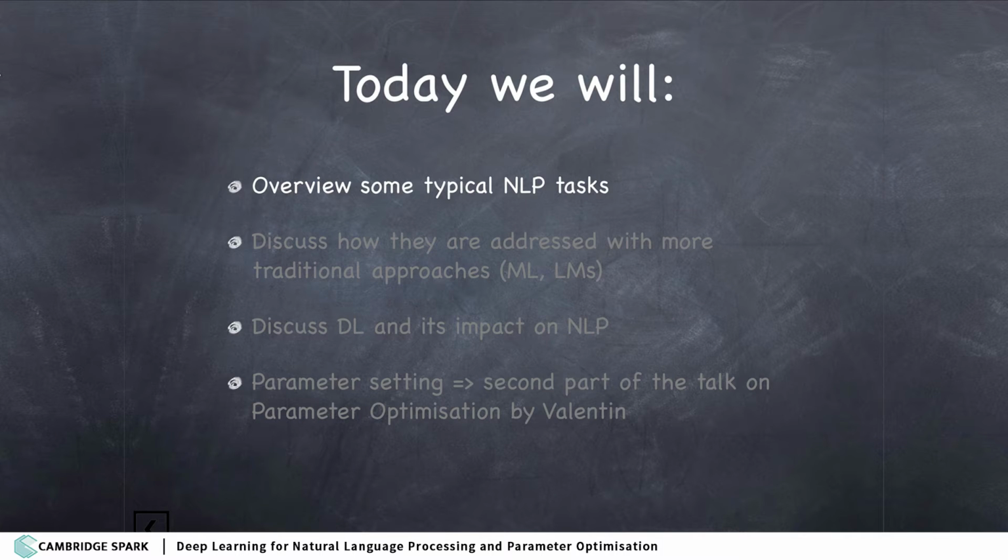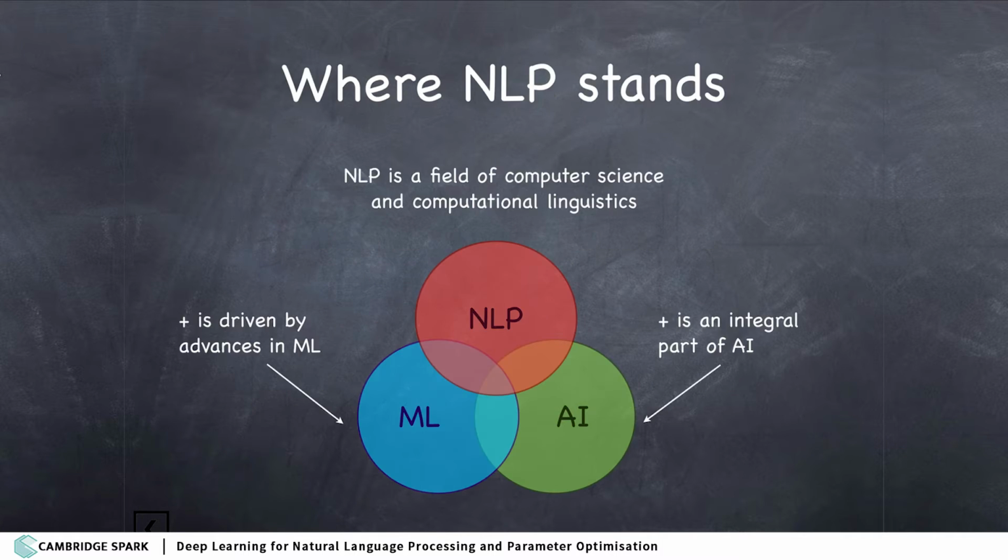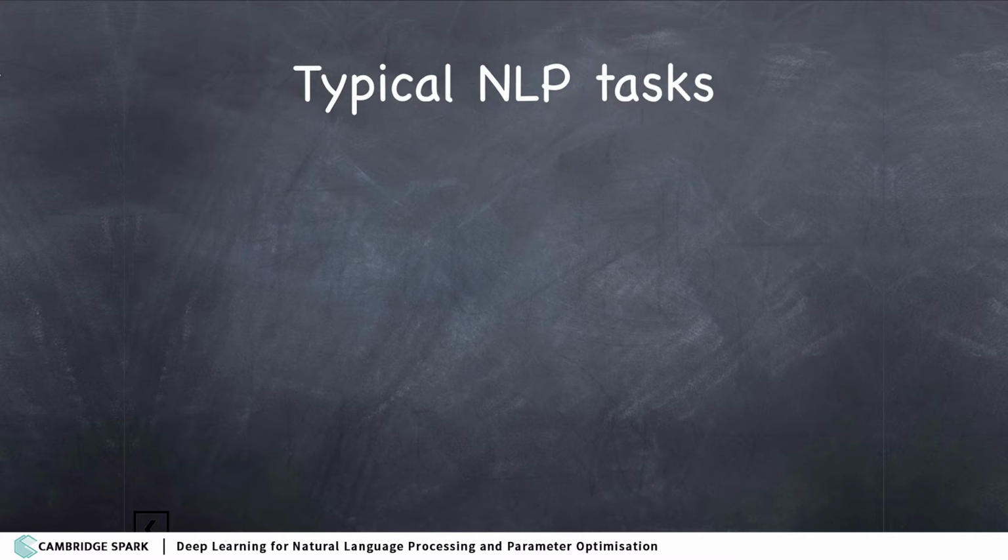So first, what are the typical NLP tasks that we address here? NLP as itself stands in between other areas, so it involves a lot of machine learning techniques. It is driven by the advances in machine learning. It is also quite often considered to be part of artificial intelligence, but as such, it is a field in computer science and computational linguistics. So I will give you some examples.